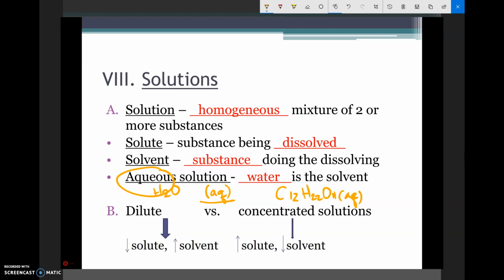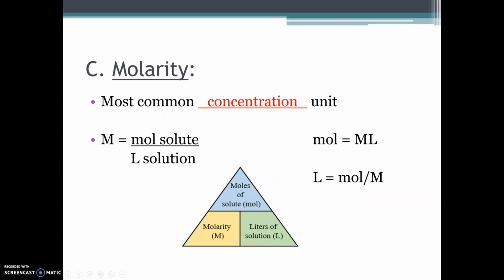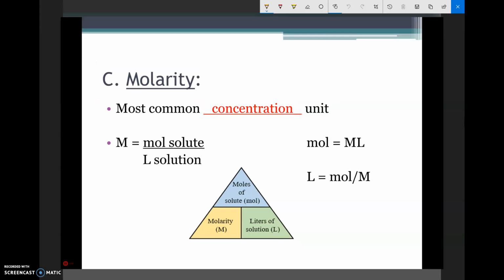So dilute means that you have usually a lower amount of solute and a higher amount of solvent. Concentrated, your solute's higher and your solvent is usually lower. Okay, there is some math in this section. And the first thing we're going to talk about is molarity. So molarity is the most common concentration unit. So when we say concentration in chemistry, we are talking about whether it's dilute or concentrated. We're just talking about the solute versus the solvent and what's happening between the two.